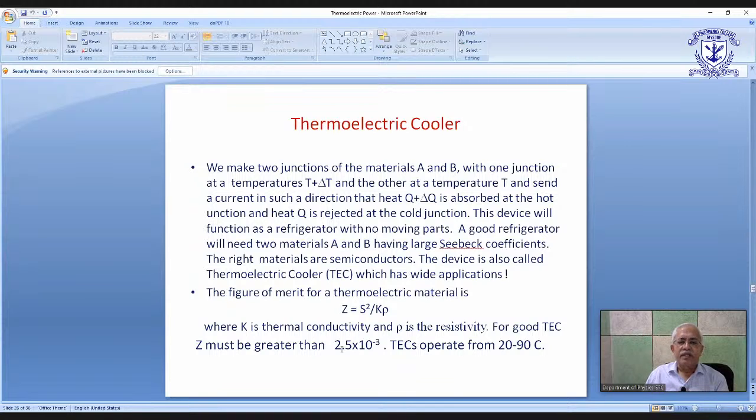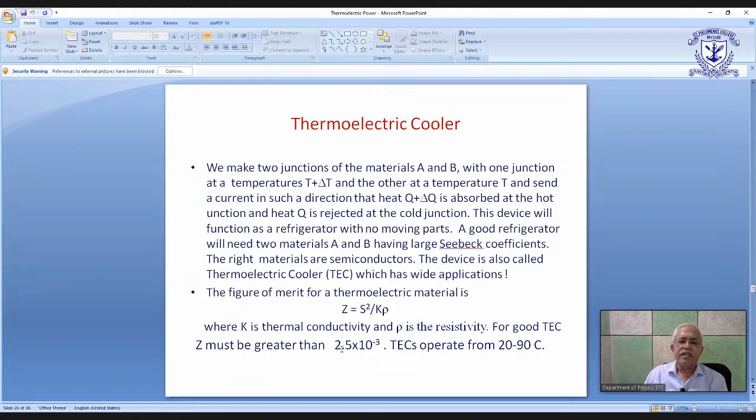Such thermoelectric coolers are characterized by, or rather, the materials which are used in thermoelectric coolers are what are called thermoelectric materials. They are characterized by a certain figure of merit, which is described in the formula below. Figure of merit Z is equal to S squared divided by K times rho.